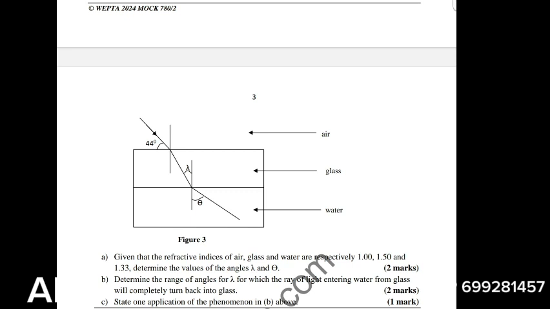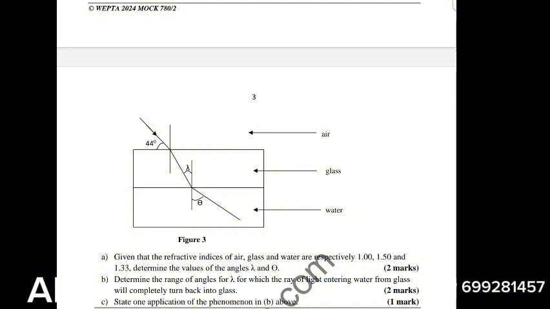Bismillahirrahmanirrahim. So let us move to question 4. They say that the figure below shows a ray of light that moves from air through glass into water. So how many media are we having? We're having air, glass, water, 3 media, right? Given that the refractive indices of air, glass, and water are respectively 1.00, 1.50, and 1.33, determine the values of the angles lambda and theta and phi.